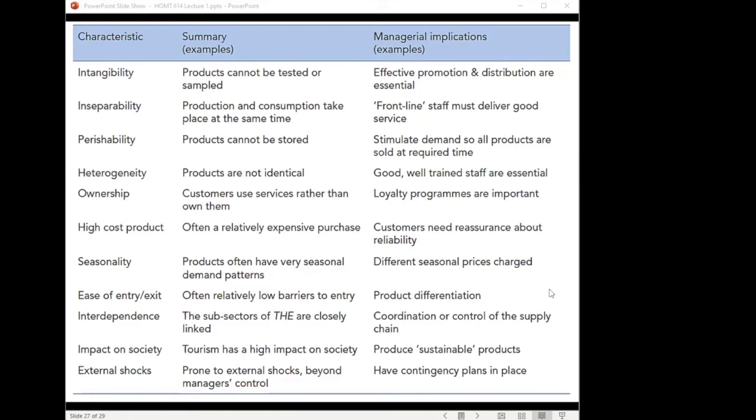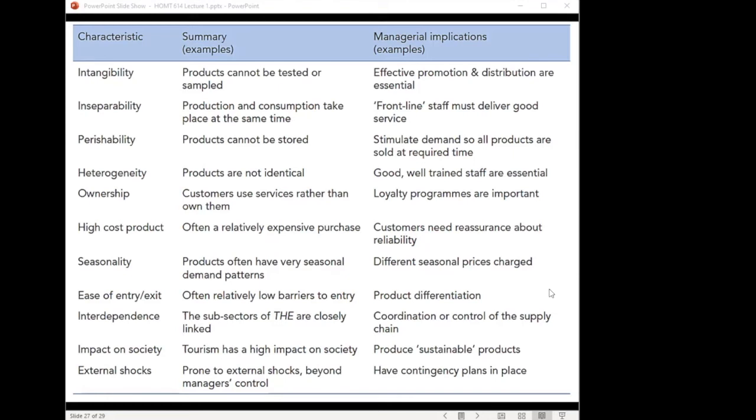In terms of heterogeneity, we said that the products are not identical. So the managerial implication here is that we need good, well-trained staff who can at least offer near identical services to every single customer, right? And also know how to react in specific scenarios to ensure that regardless of the nature of the customer, a certain standard of service delivery is offered.